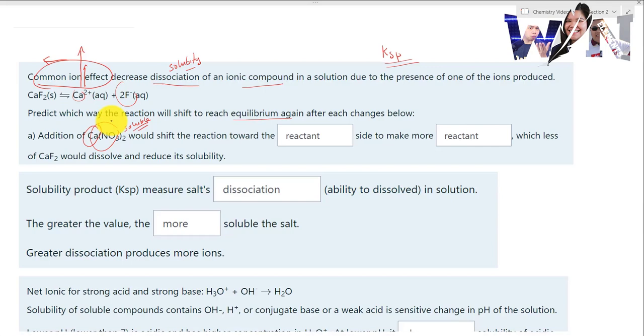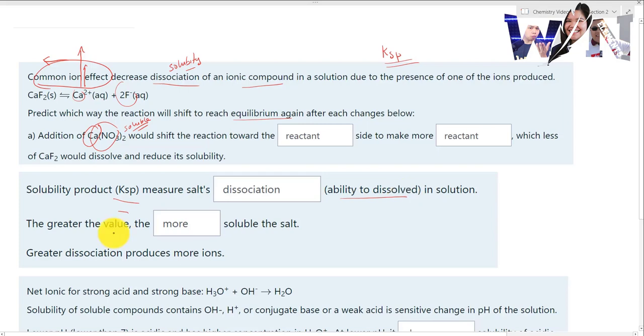The next thing we are going to look at is the values of KSP. Well, we learned how to solve them, but what does the value tell you? The key part is that in most problems, it gives you different values of different substances, and you have to compare them in terms of solubility. What does that really mean? Well, solubility product measures the dissociation, that is the ability to dissolve in a solution. The greater the value, the more soluble it is.